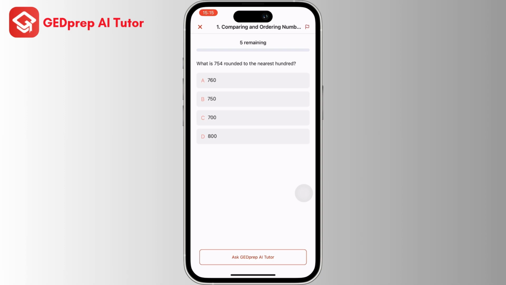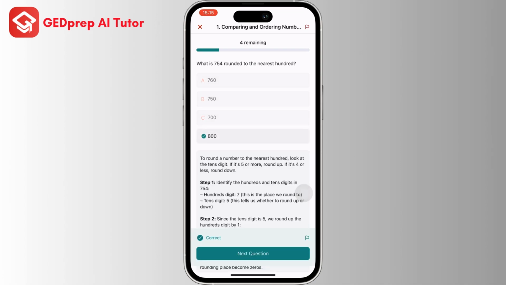Question 2. What is 754 rounded to the nearest hundred? Option A, 760. Option B, 750. Option C, 700. Option D, 800. The correct answer is 800.